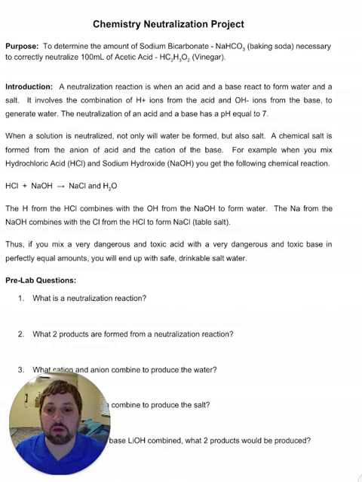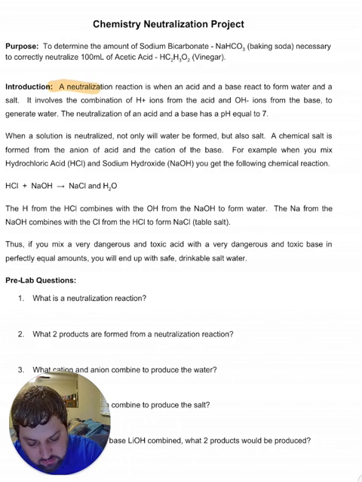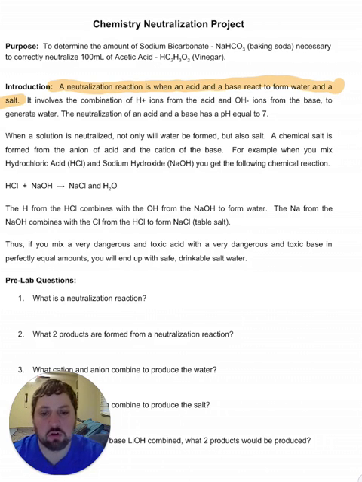So that's kind of what's going on when we're looking through the introduction in terms of pictures. That introduction will also help us to address the pre-lab questions. So for example, question number 1 asks, what is a neutralization reaction? Well, again, if we look up at the introduction, this very first sentence answers our question.